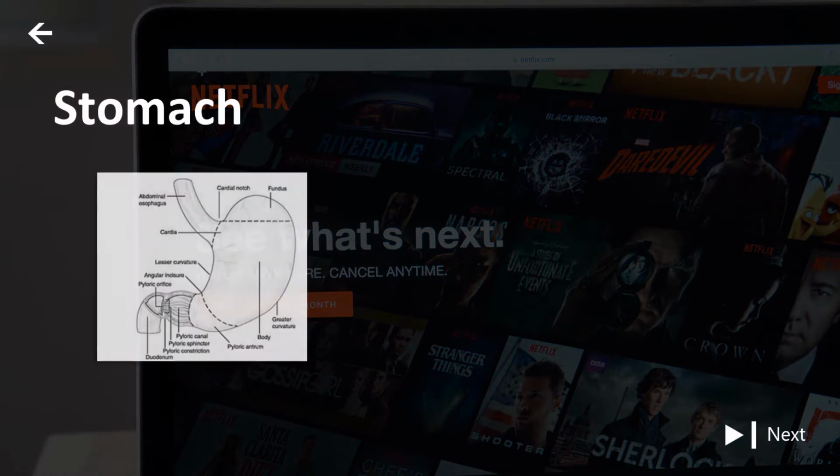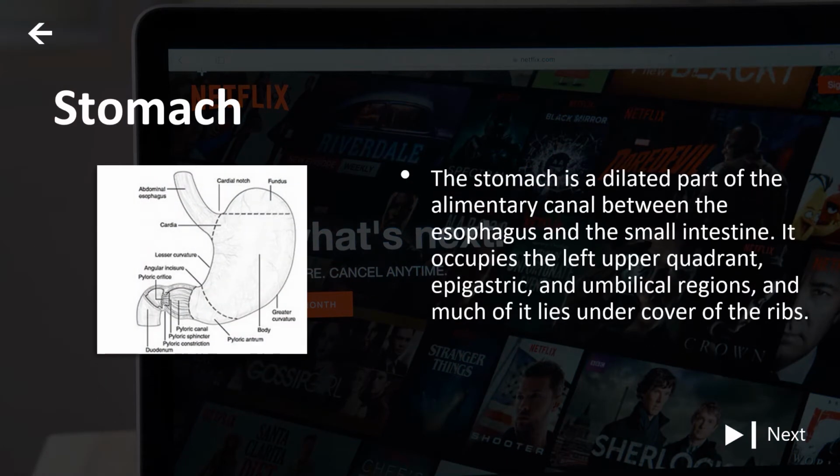Stomach. The stomach is a dilated part of the alimentary canal between the esophagus and the small intestine. It occupies the left upper quadrant, epigastric, and umbilical regions, and much of it lies under cover of the ribs. So the stomach is a dilated portion of the alimentary canal and has 3 main functions. First, it stores food, and in an adult, it has a capacity of about 1,500 ml. It mixes the food with gastric secretions to form a semi-fluid chyme.